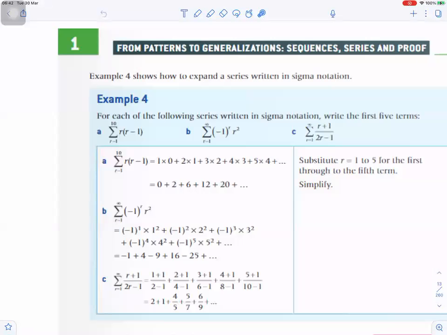For each of the following series written in sigma notation, write the first 5 terms. So you will start by putting 1. So it will be 1 times 1 minus 1. And you would put the next one, 2. 2 times 2 minus 1. And the next one, 3. 3 times 3 minus 1. And that gives you all the terms, and you can add them up to see the sum, or you just write down the first 5 terms. That's what they want you to do. Write the first 5 terms. So you do this for A, B, and C.